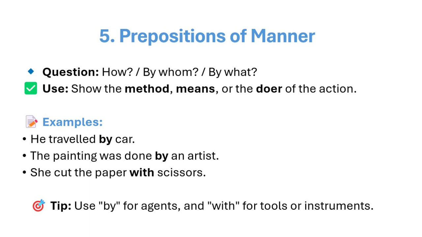So what is the tip here? Use by for agents and with for tools or instruments. So whenever a person is there or any vehicle is there, you should use by. Okay, and whenever there is any tool, for that we always have to use with. Okay, that is the difference between by and with.